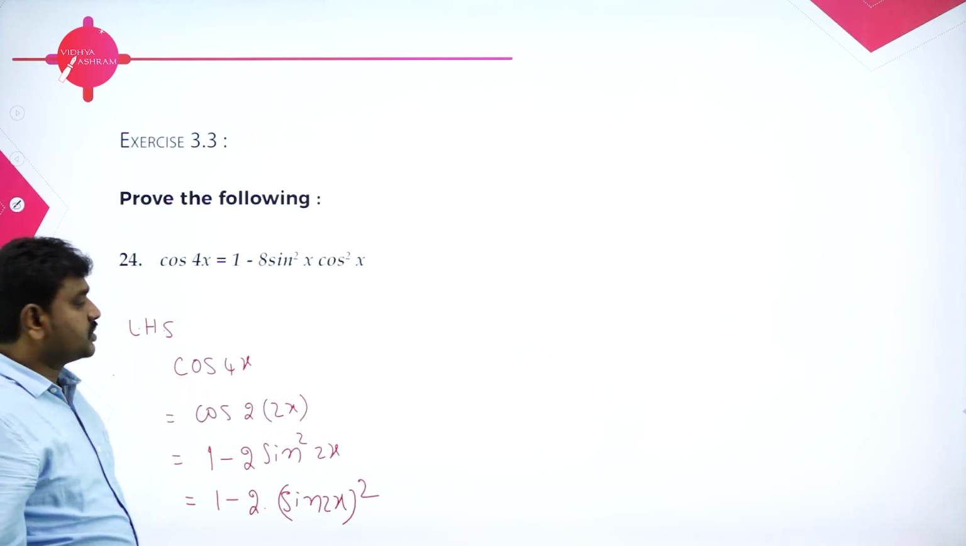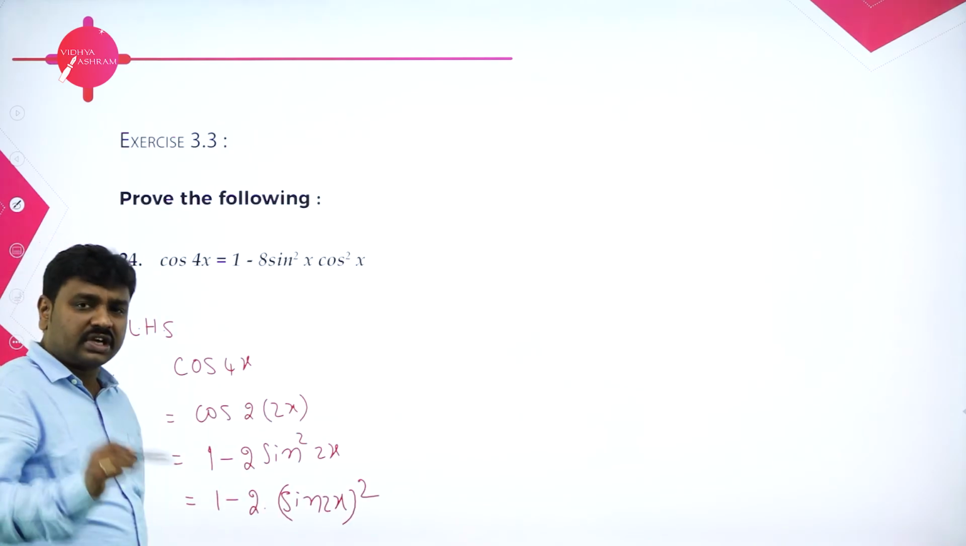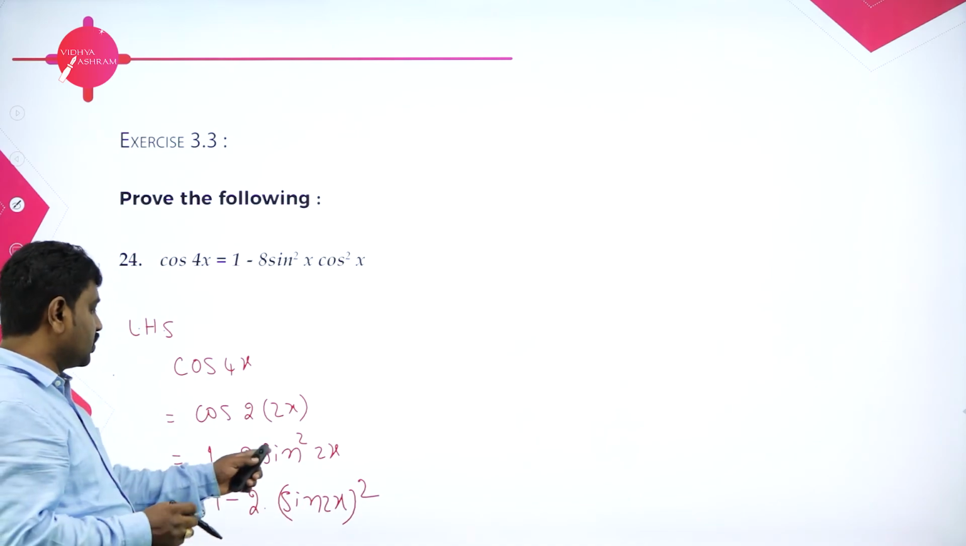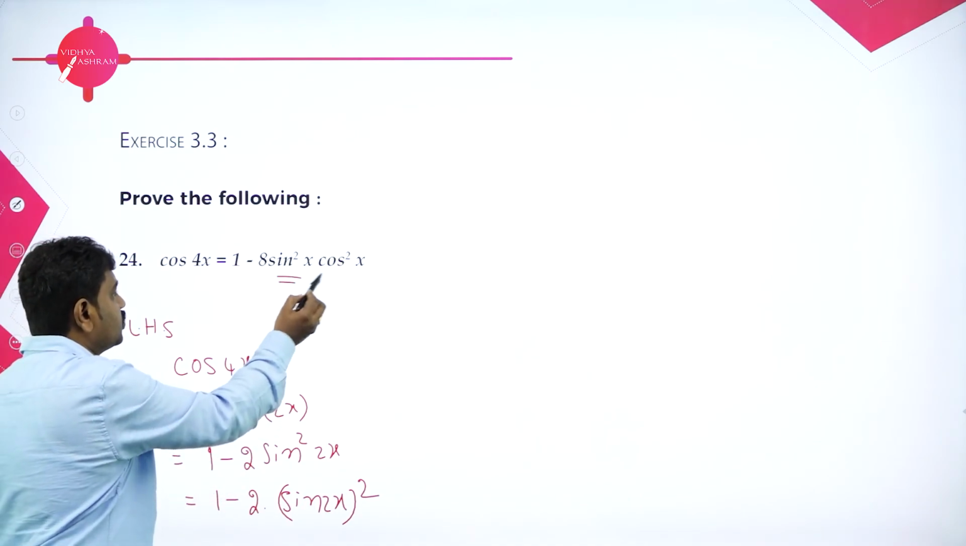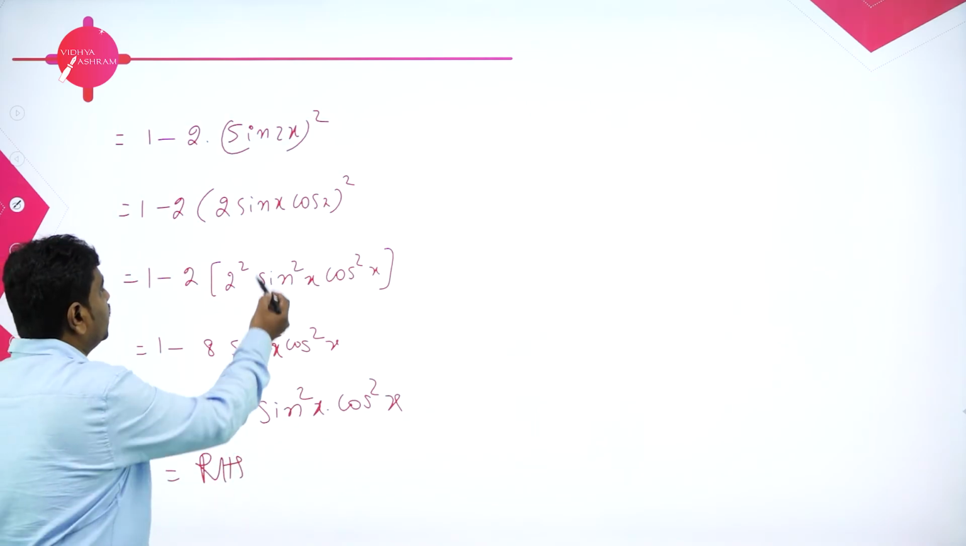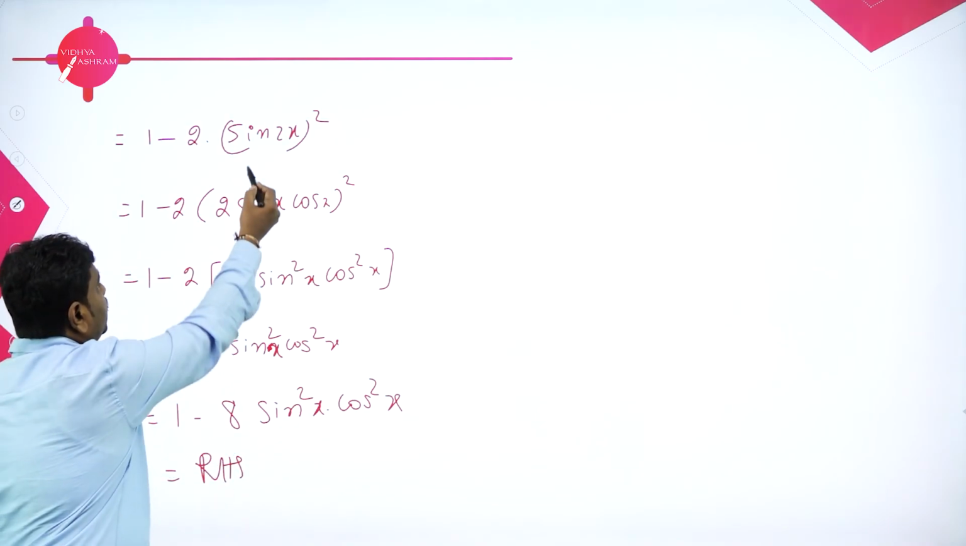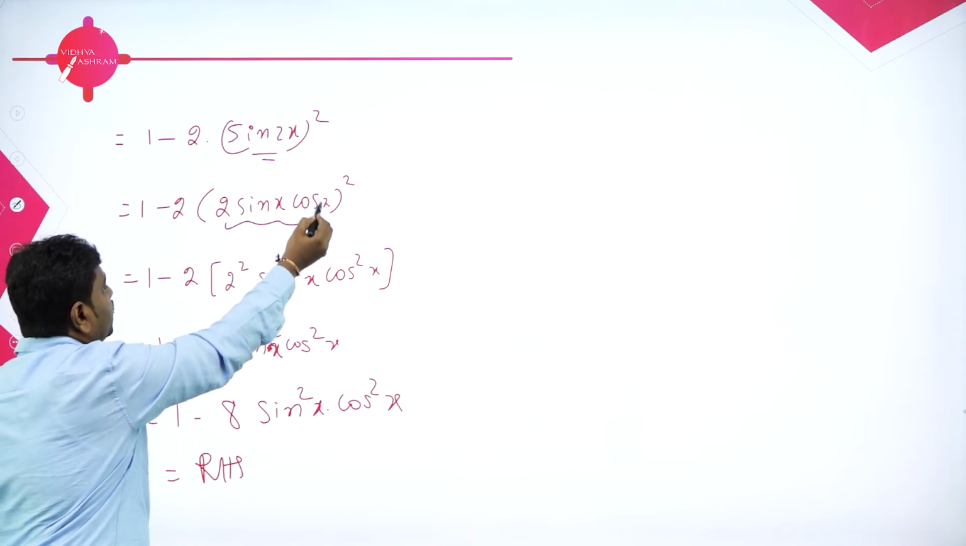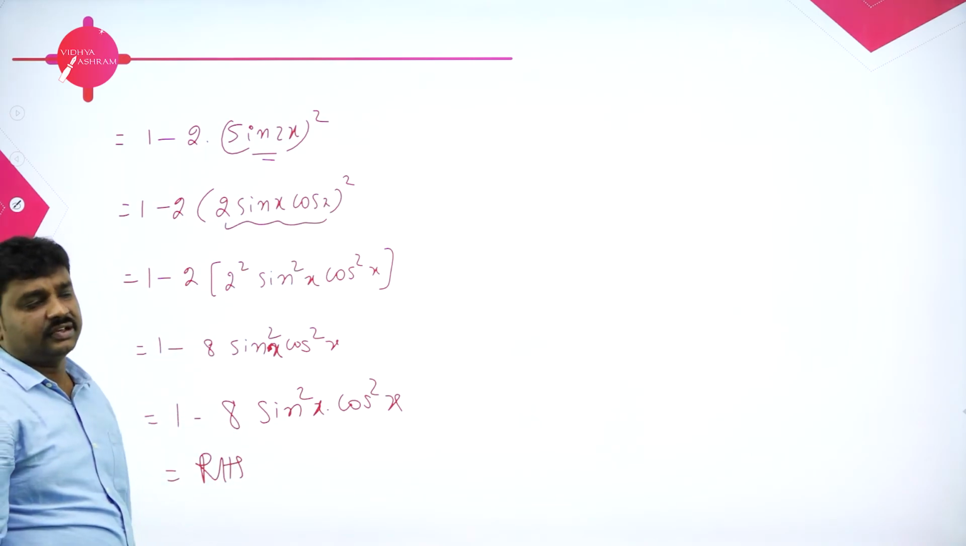We got it. So I just used the cos 2 theta formula. Cos 2 theta can be written as 1 minus 2 sin square theta. Why should I write this? Because I saw sin square as well as 1 in the beginning. Then sin 2x can be written as 2 sin x cos x. Then take the square inside. That's it.